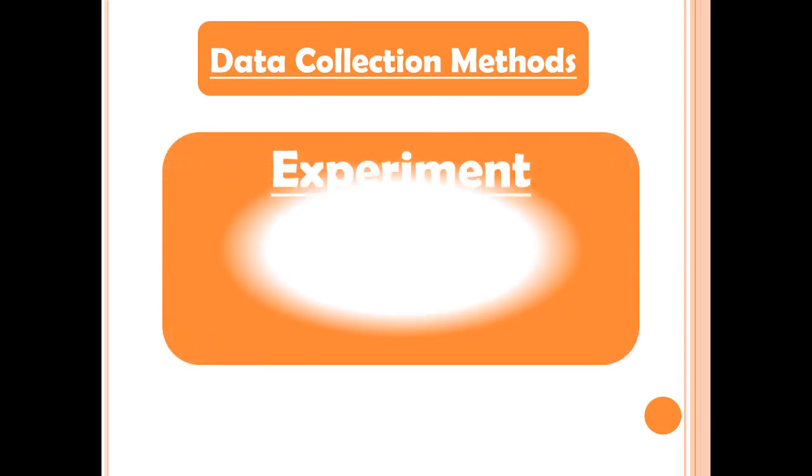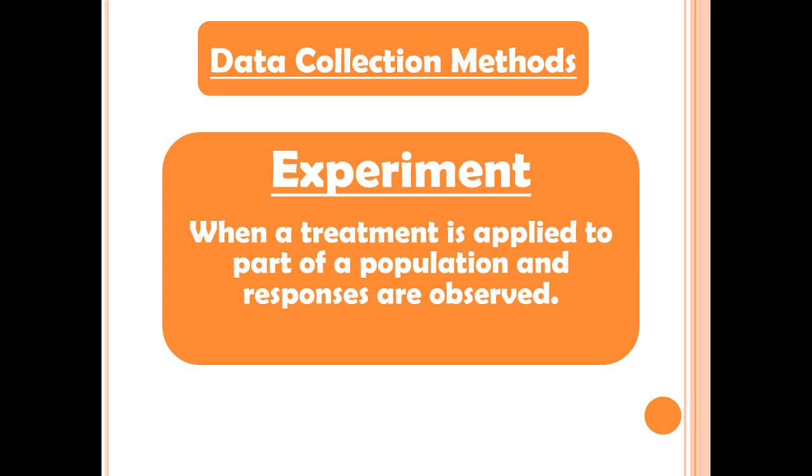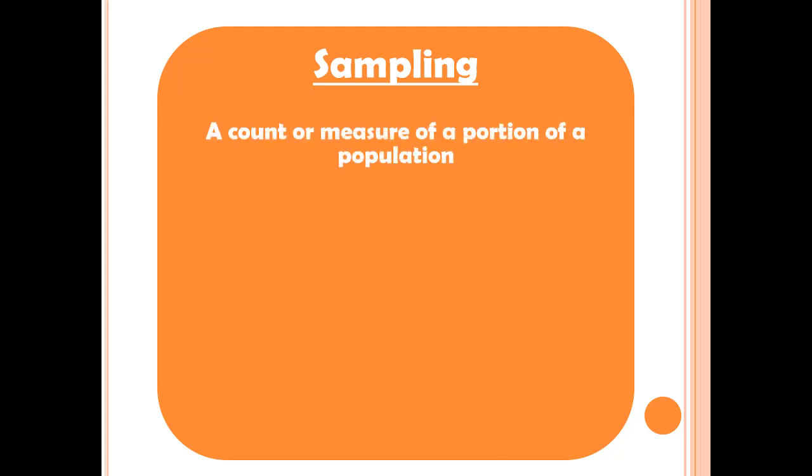So let's move to the next data collection method, which is an experiment. What an experiment is, it's when a treatment is applied to a part of the population and responses are observed. So again, when we have a medical experiment for pharmaceuticals and we have a test group and a control group, that's part of the population that's getting the treatment. That's an experiment. But in statistics, we frequently use another method for gathering data. And the method that we use is called sampling. Now what sampling is, it's a count or measure of a portion of a population.